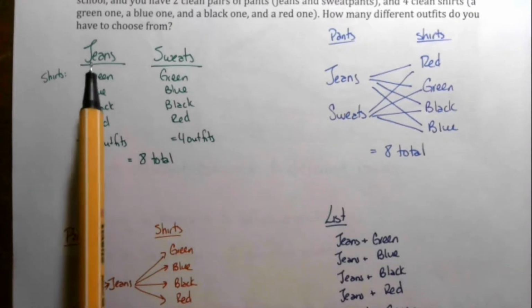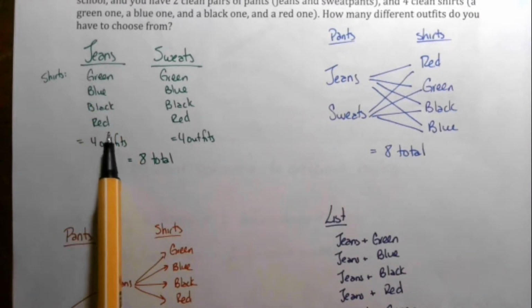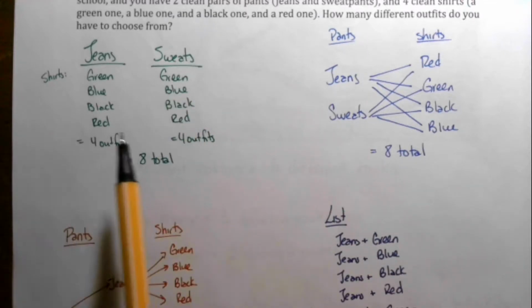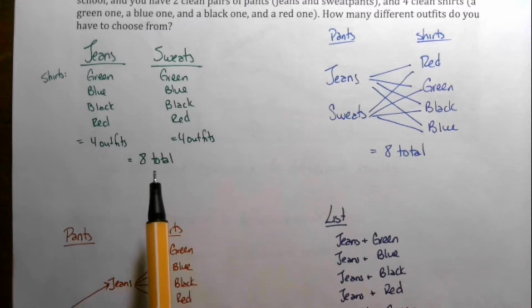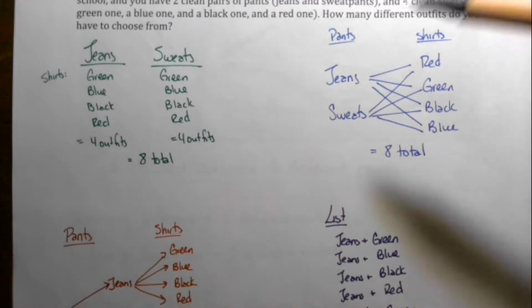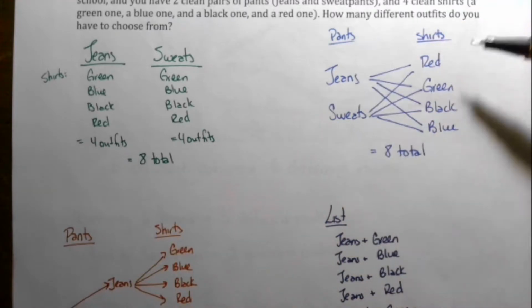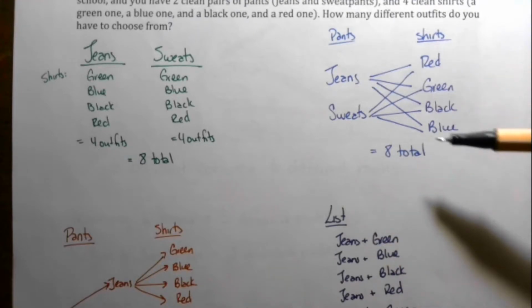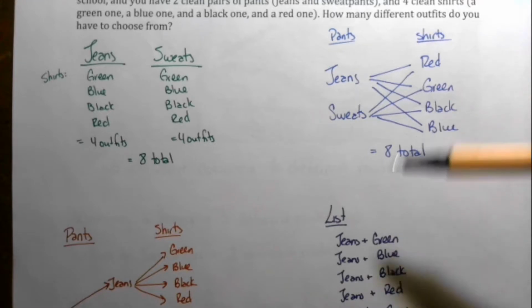You could list them out as jeans and the shirts that would go underneath it, sweats and the shirts that would go underneath it. So there's 4 outfits using jeans, 4 outfits using sweats, 8 outfits total. You could do a pants list, a shirts list, and match them all up. If you do, there's 4 outfits with jeans, 4 outfits with sweats, 8 altogether.